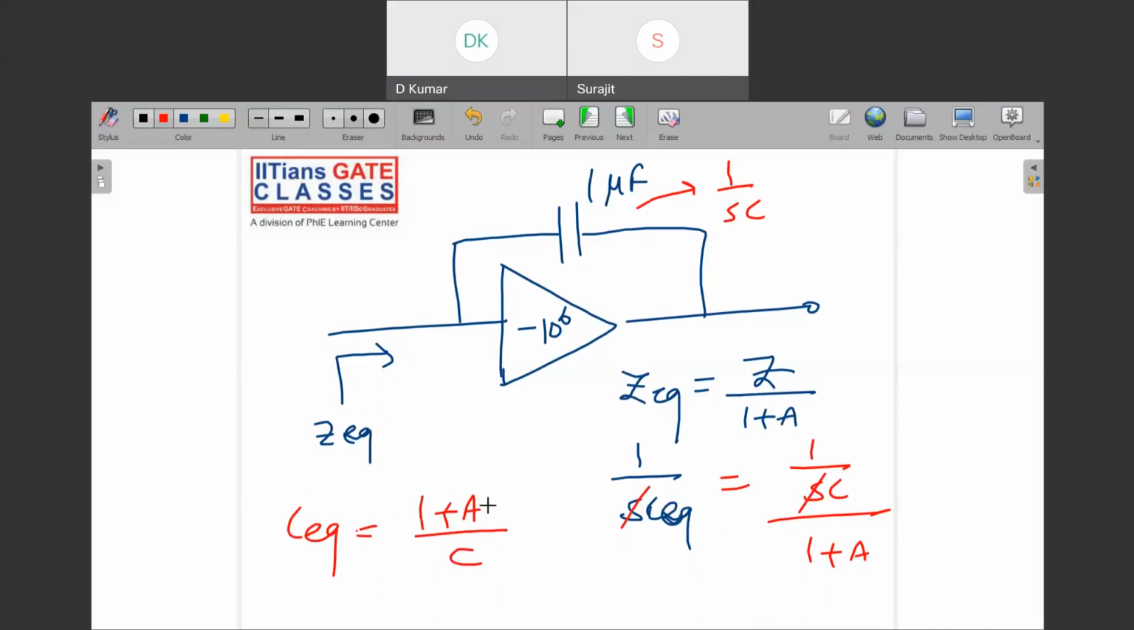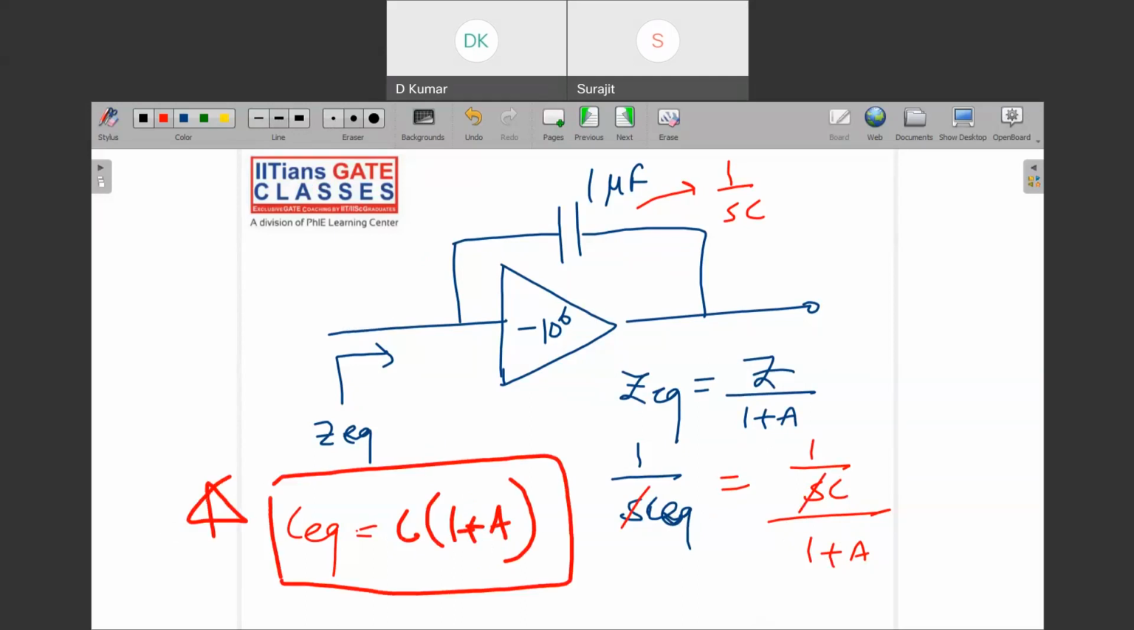Understand? Now this A can be neglected, this one can be neglected. So 1 plus A into C, right? Yes, it is true, because 1 by C will go down. So it will be C times 1 plus A. Very good.